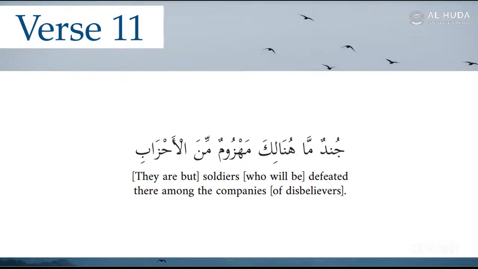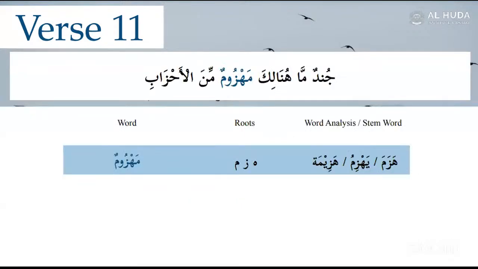So the term mahzoom from ha zai mim. Hazama yahzimu, it means to put someone to flight. Hazima means defeat. And mahzoom is one defeated, maf'ul. They are but soldiers who will be defeated there, right there, not even in the skies, in the dunya here on earth.